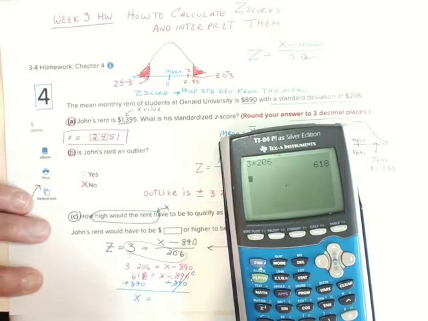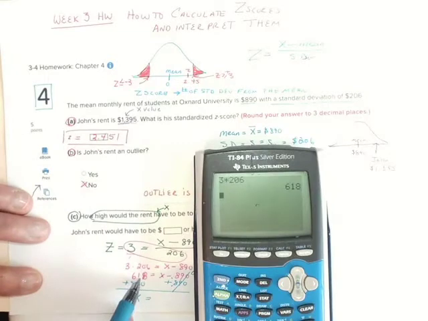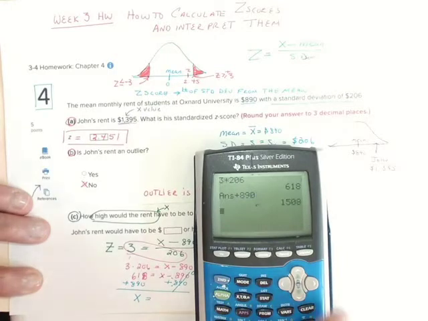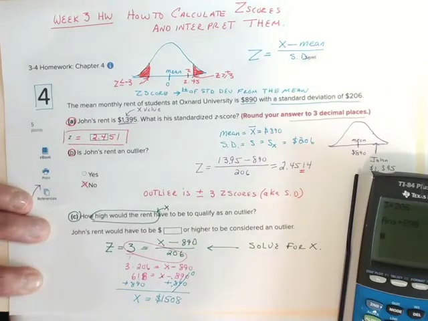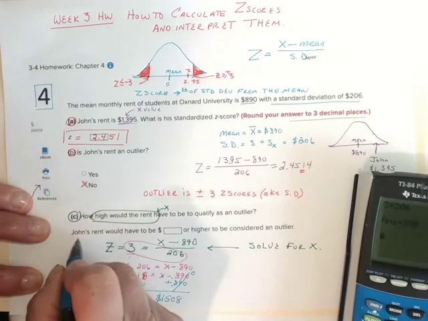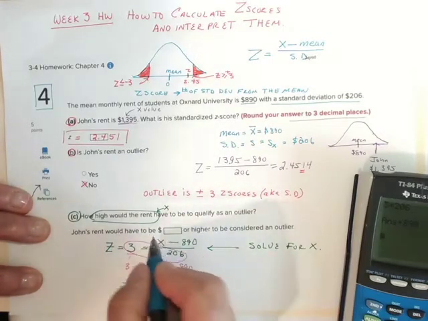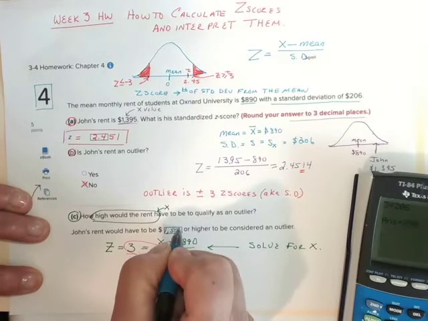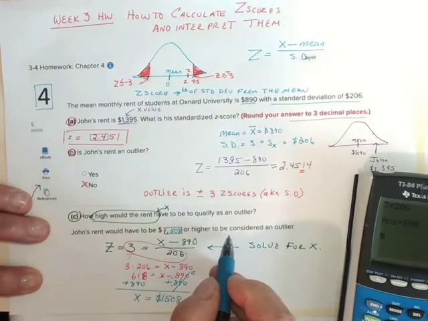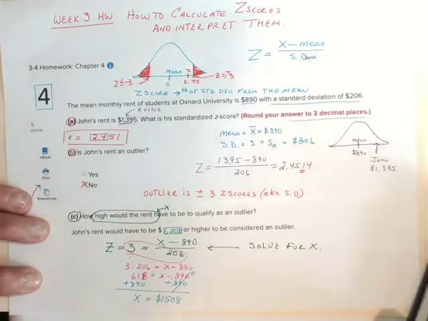And to find that value, you're going to take your 618 and you're going to add the mean value of 890, and that is 1,508. So John's rent would have to be $1,508 or higher to be considered an outlier.